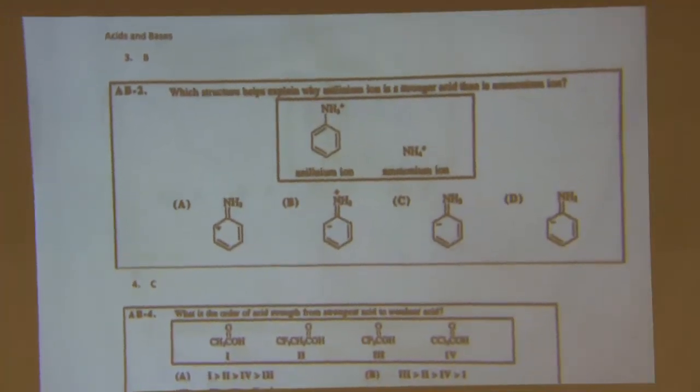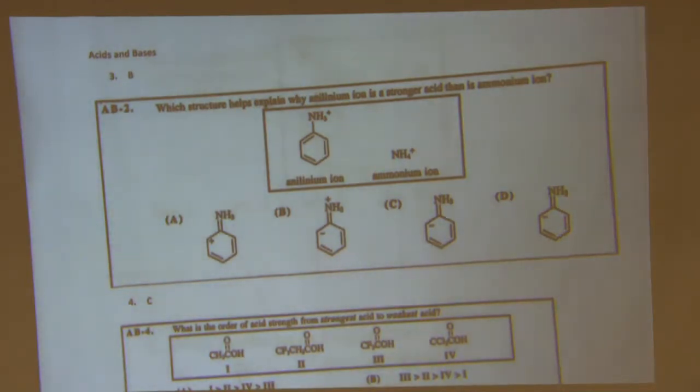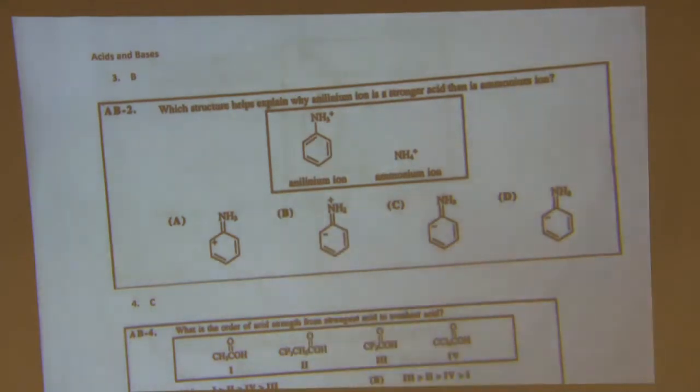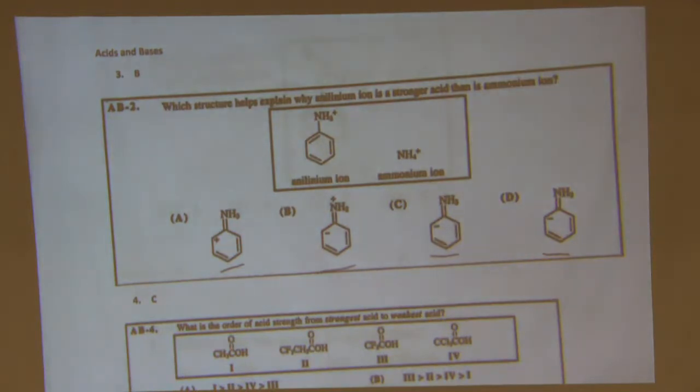So this is acids and bases. For this question, it says, which structure helps explain why aniline ion is a stronger acid than an ammonium ion? So we're looking at these resonance structures. So what's one way to answer this question? Not quite. We're looking for more a resonance structure. It's almost like an orgo 1 thing.